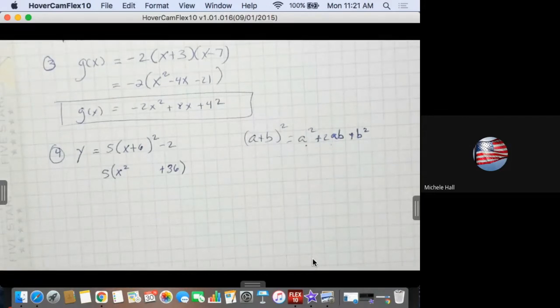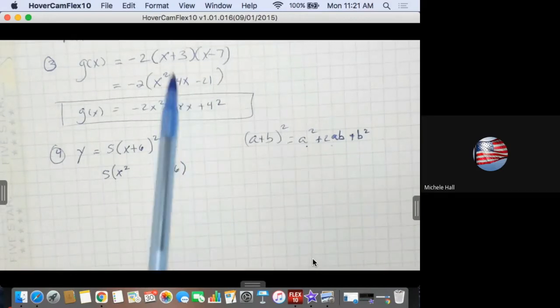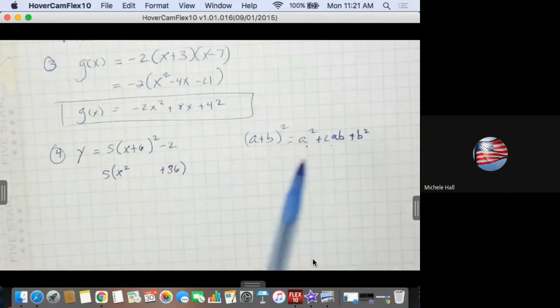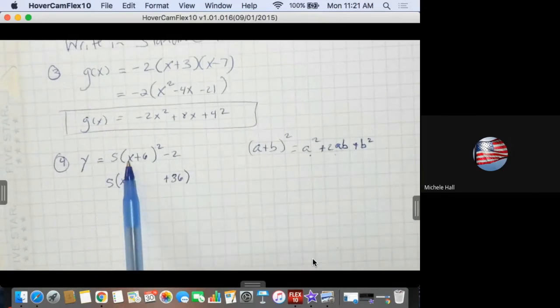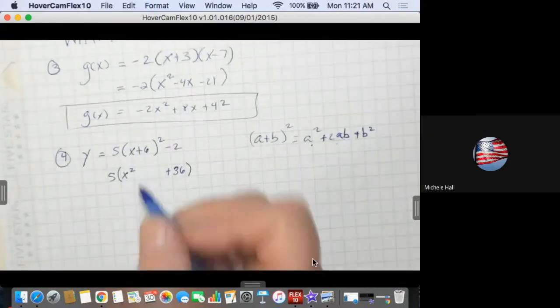These are two problems that I want you to do because we're going to use this in chapter 2. We're going to use it for the rest of the school year, factoring and multiplying out. So I want you to get used to adding your terms and multiplying your last term. And when it comes to this type, the middle term is 2ab because there's always two terms on the inside that are the same. So it's 2 times a times b. That's 2 times x times positive 6. What's 2 times 6? 2 times 6 is 12 times x. 12x.